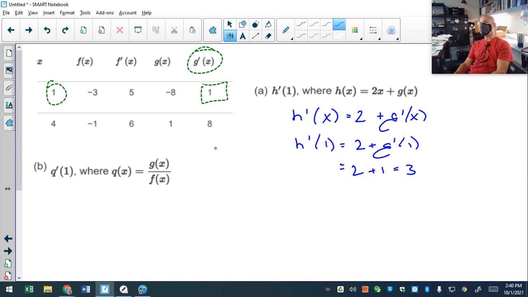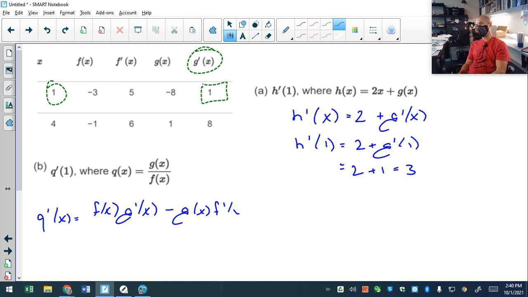What am I going to do with b? I need q prime, just like here I needed h prime. How do I do this derivative? That's a quotient rule. We have to do the quotient rule on this one. And so the quotient rule starts with f of x times g prime, so that's low d high, minus high d low, all over low, and then we plug in 1.